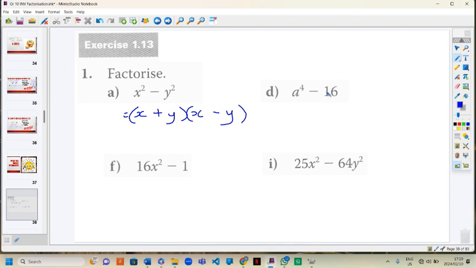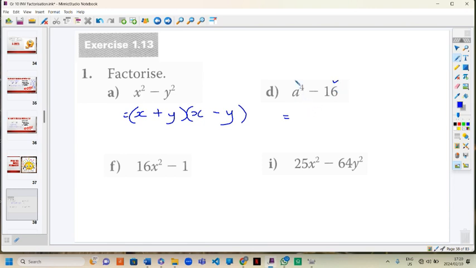Over here, first thing I do before I even start, is there a common factor? No, there's no common numbers, there's no common letters. Cool, let's start. Do I have a difference of 2 squares here? I've got a difference. Awesome. There's a perfect square, 16 is a perfect square.